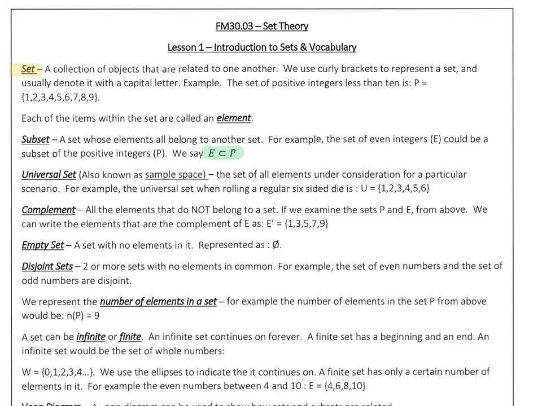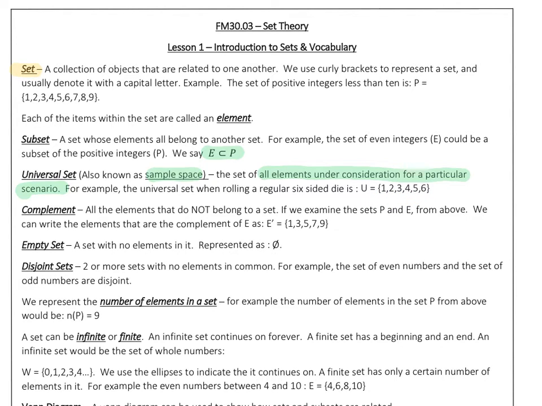The universal set, or the sample space, which we'll talk about a lot when we get into probability, is the set of all elements under consideration for a particular scenario. So the universal set depends on the scenario we're talking about. For example, the universal set when rolling a 6-sided die, which we represent with the capital letter U, would be {1, 2, 3, 4, 5, 6}.